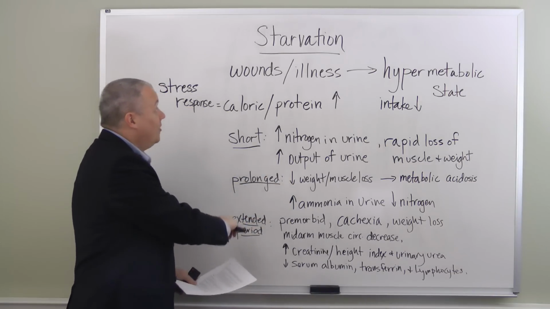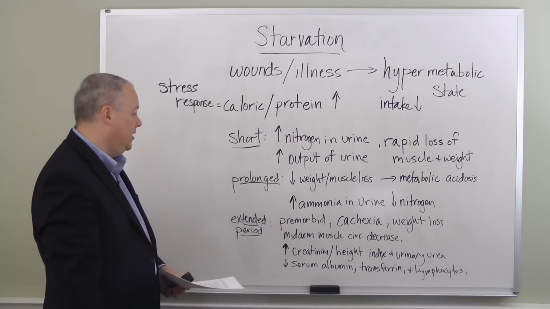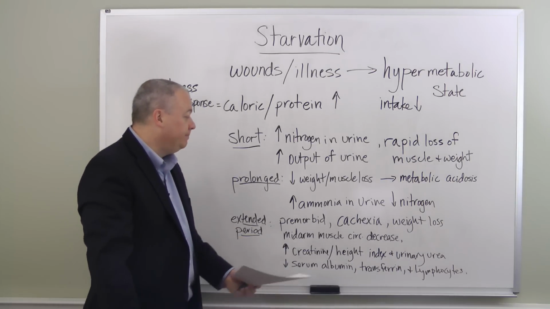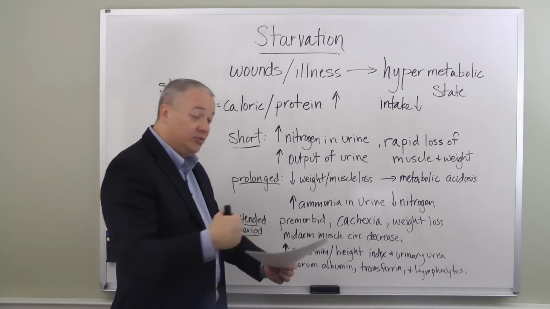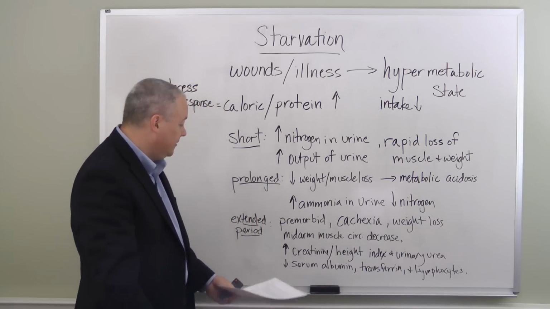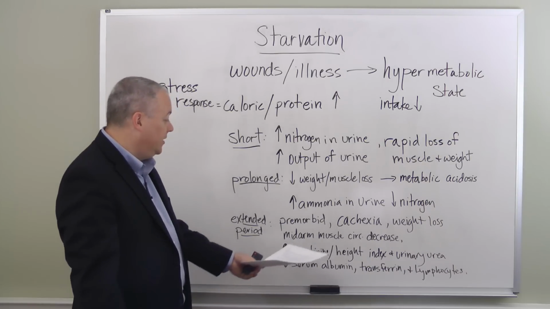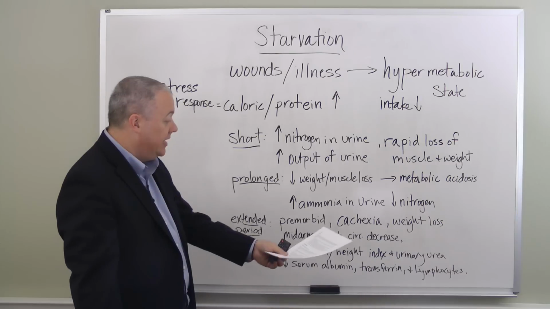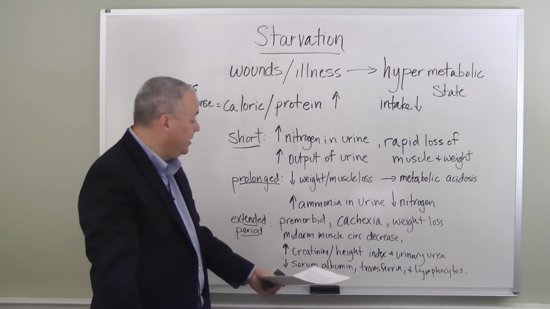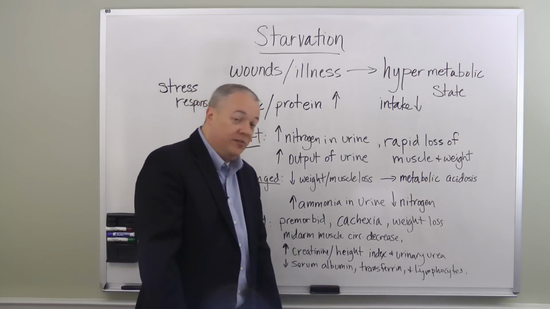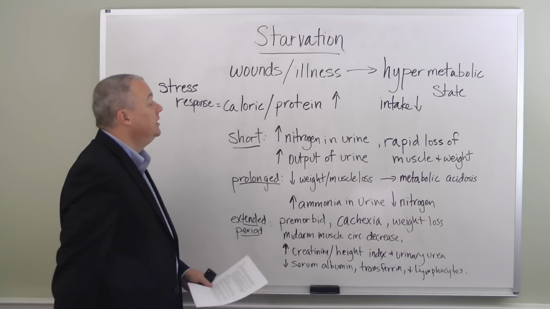And then finally, if the starvation is not dealt with and it goes into an extended period, beyond this prolonged period, it becomes premorbid, cachexia sets in, you get weight loss, the mid-arm muscle circumference decreases greatly, there's a sharp increase in the creatinine height index and the urinary urea, and then a decrease in the serum albumin, transferrin, and lymphocytes. So you can see how things change the longer the starvation goes on.